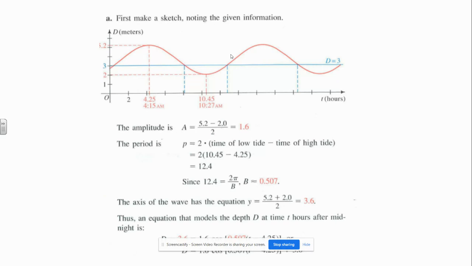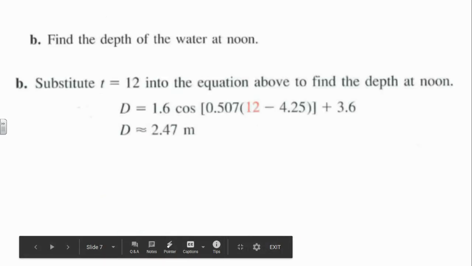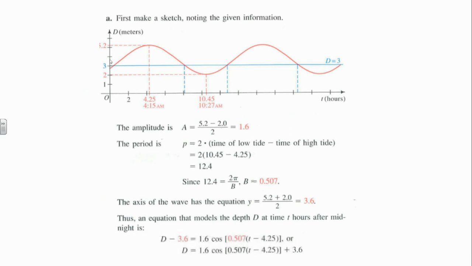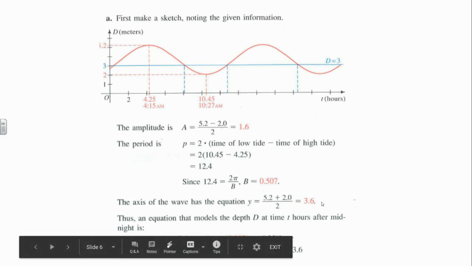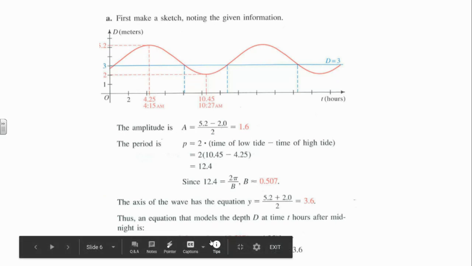All right, now to figure out what the axis of the wave is, that's just the fancy way of saying where it is in the middle. Okay, that's going to be 3.6. Okay, now what that means is 3.6 is like my midline, right? That's a line that's right in the middle of 2 and 5.2, right? So I know my amplitude is 1.6. So 2 plus 1.6 is 3.6. Okay, and that's going to help me get my equations. Okay, so since my amplitude is 1.6, that's going to be right down there.